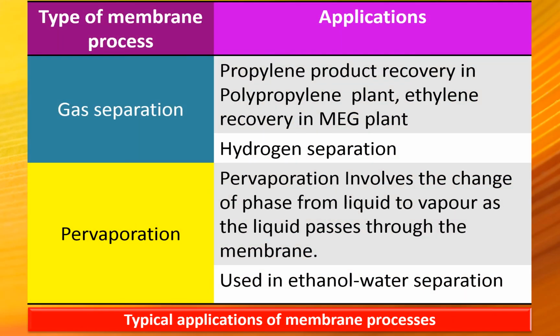Gas separation. Applications include propylene product recovery in polypropylene plant and ethylene recovery in MEG plant, also in hydrogen separation. Pervaporation. It involves a change of phase from liquid to vapor as a liquid passes through the membrane, used in the ethanol water separation.